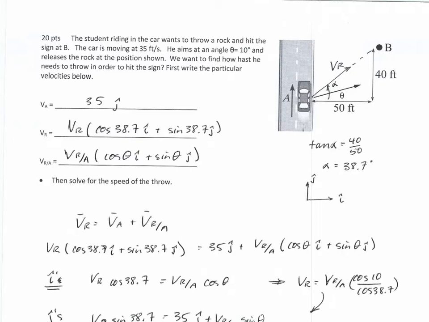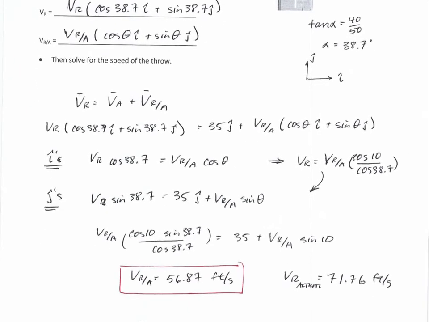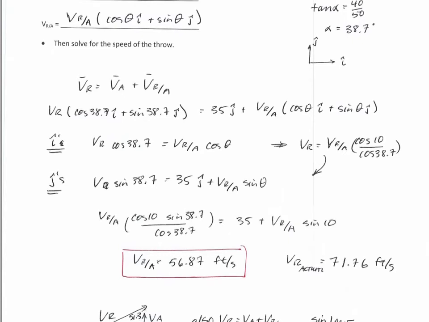The velocity of the rock with respect to the car, the relative term, again, we have an unknown magnitude, an unknown speed of the throw, but we do know the direction because that was given to you. That angle of 10, cosine 10, sine 10. Putting those into the one equation, then we just separate the i's and j's and solve for the actually two unknowns here. You only had to really solve for one, but I did solve for both of them here.